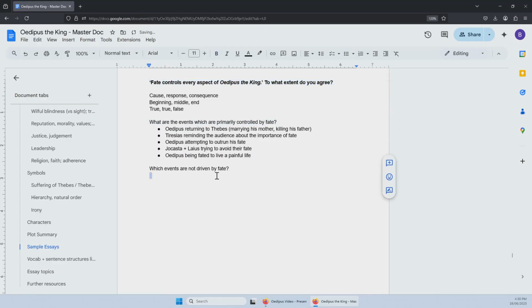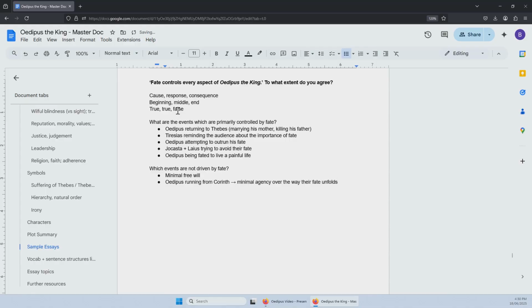So what things are not driven by fate? Probably we'd be thinking about times when characters have minimal free will. So we'd be thinking about Oedipus running from Corinth, and even though this does contribute to his fate overall, it is a small act of free will. So one sub-idea we could be thinking about for how fate doesn't control everything is perhaps how people have minimal agency over the way their fate unfolds.